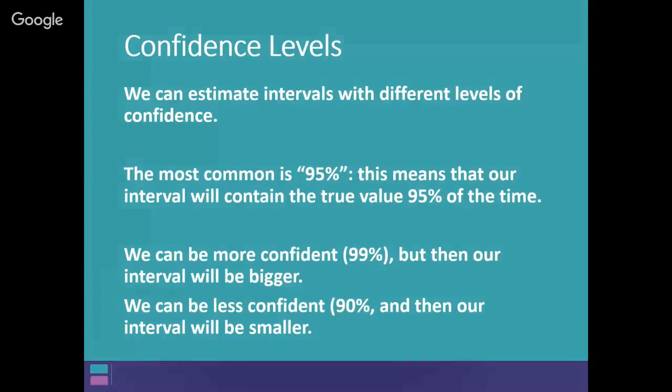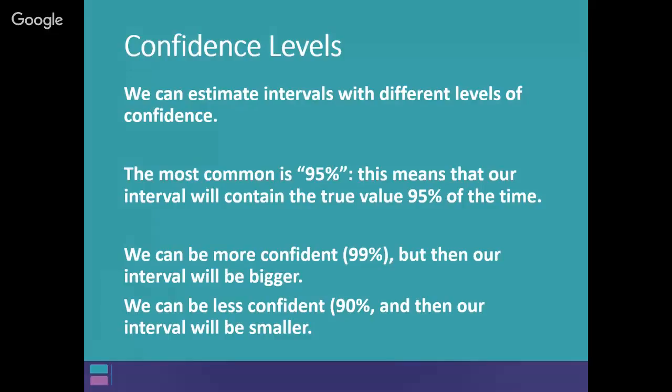Now we can estimate intervals with different levels of confidence. The most common that we'll see is a 95% confidence interval. And essentially what this means is that the confidence interval we generate will contain the true value about 95% of the time. So we're allowing ourselves to be wrong 1 time in 20. That's our level of confidence.